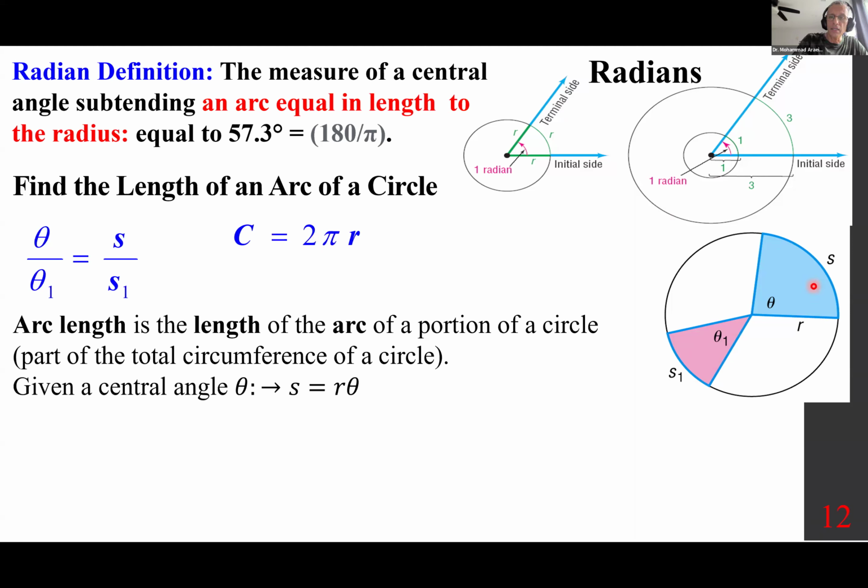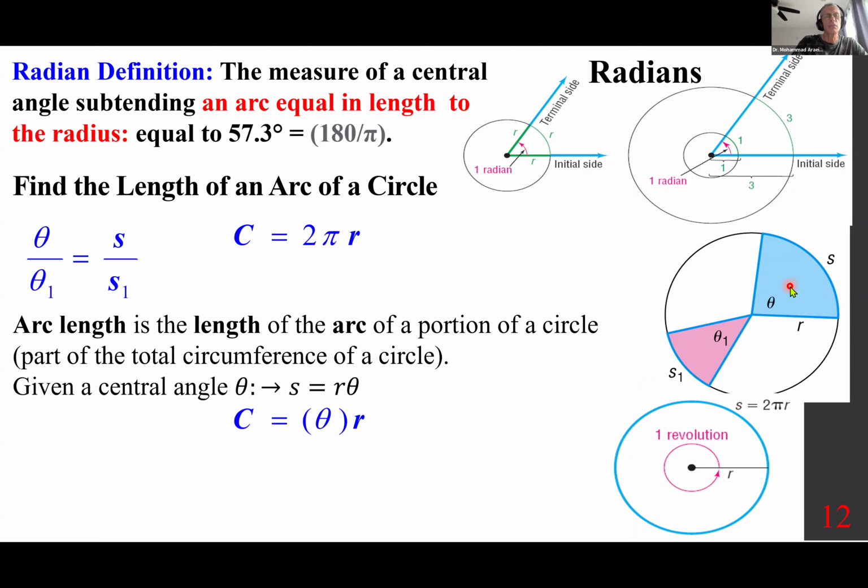And 2 pi is a complete revolution, everybody. So in essence, C is the same as arc length, which is the circumference. So instead of 2 pi, if we have theta, then theta times r, simply put, S equals r theta.